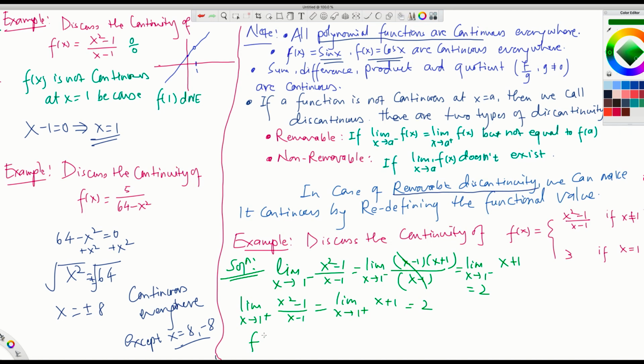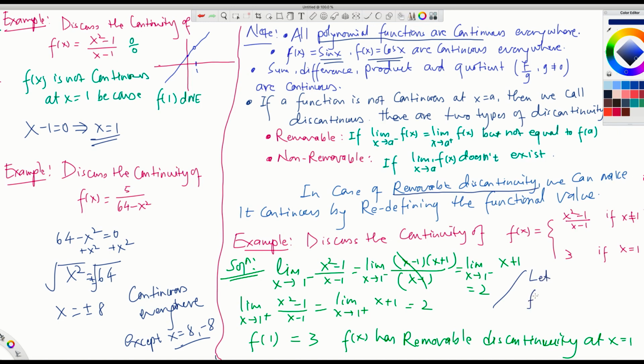How about f at 1? f at 1 is 3. So the limit exists. Left limit and the right limit are equal. They exist. The limit exists. But the functional value is not equal to the limit. So the f(x) has a removable discontinuity at x equals 1. But if you want to, you can redefine the function like this.